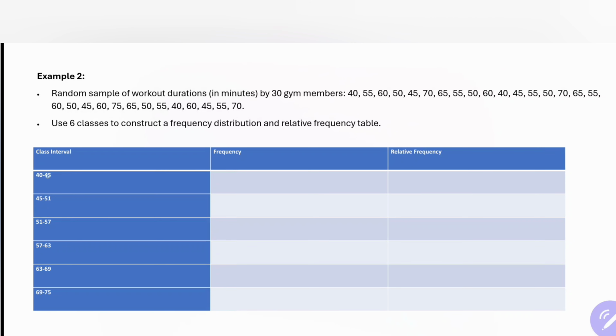To get the frequency for the first class, 40 to 45, you need the frequency for all the values that fall within the range. Let's go from 40 to 45. Here we have 40, which is 1, 2, 3, 4, 5, 6, and 7. So the frequency is 7.